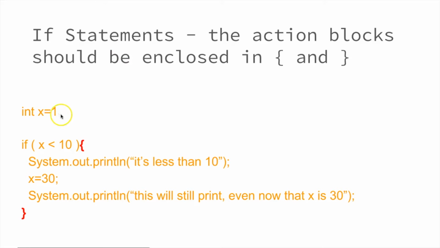Okay, so now a bit more complicated here. I've set x equal to 1, and I'm saying if x is less than 10, do these three things. That's fine, that will work absolutely fine. If I had not put in those red curly braces, then it would have done the second two things no matter what the value of x is, because the only line which depends on x being less than 10 would have been the first line. So that's why it's very important to have these curly braces at the start and at the end of your block in an if statement.